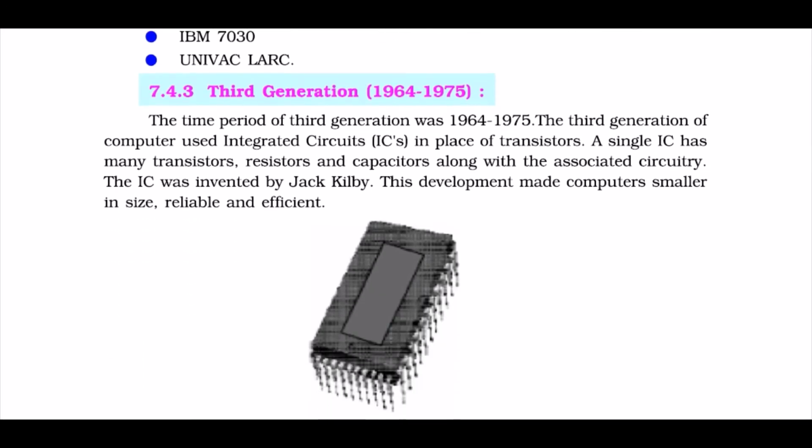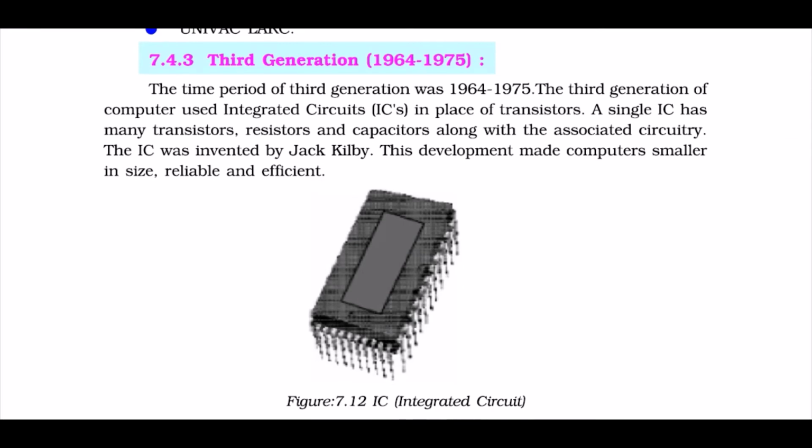Third generation, from 1964 to 1975. Look at the time frame. The technology is advancing much more than in previous generations. The third generation of computers used integrated circuits, or ICs, in place of transistors. A single IC has many transistors, resistors and capacitors along with associated circuitry.